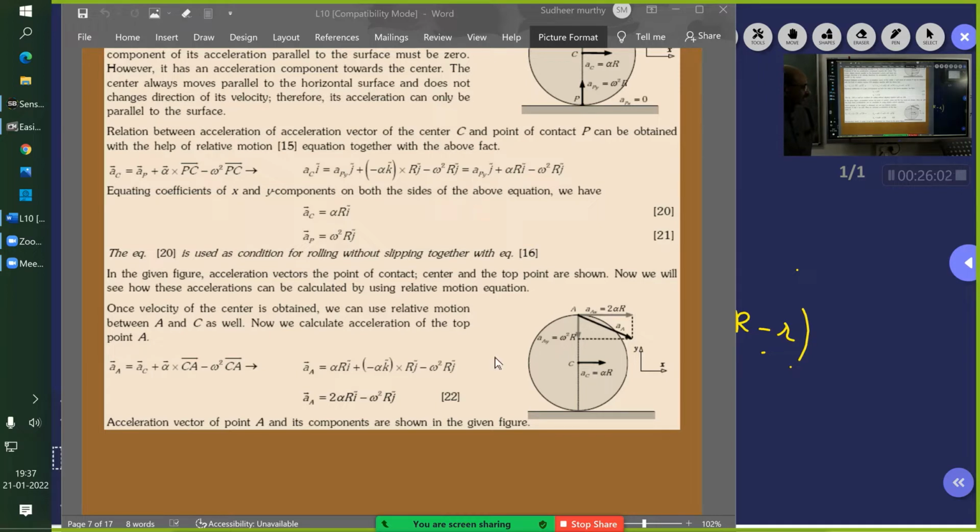So here, after having done this analysis, we see that the acceleration vector at the center is going to be alpha R. And the component of acceleration towards the center will be omega square R. Can you see this line here? And the horizontal component of the tangential component will be, with respect to this point, alpha into 2R. Just coolly handle this.